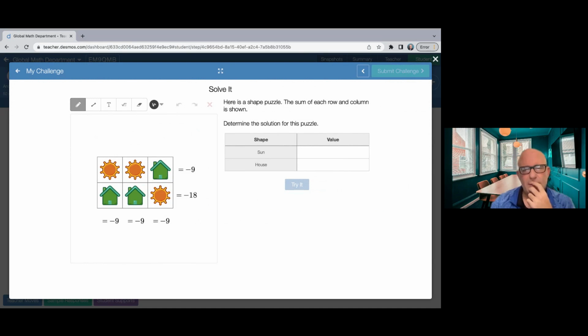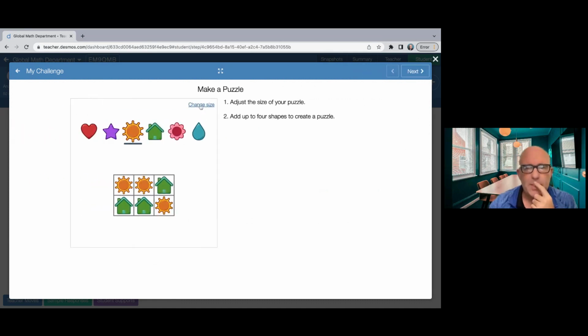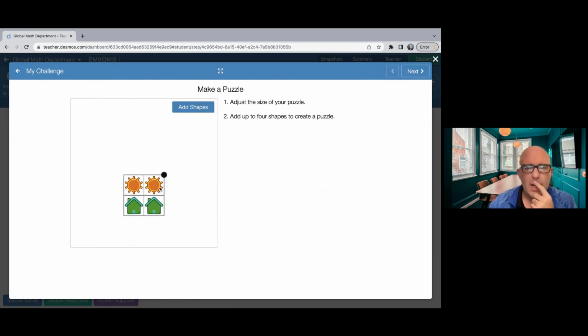So let's see here. Is it -3 and 6? I don't know. Let's find out what we got going on. Nope, not right there. You know what? I'm going to go back and adjust it. Maybe I challenged myself a little too much here. I'm going to make it a little bit simpler. Let's go forward.